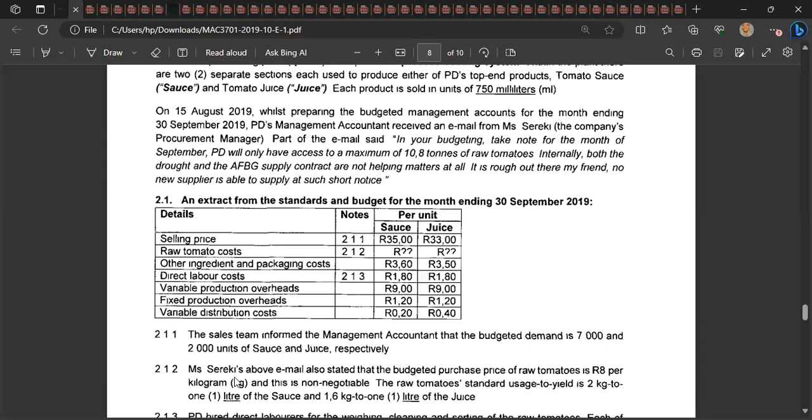Then you find out how much quantities of tomatoes are needed for sauce and juice, right, respectively, and then you divide, you get your contribution per limiting factor, and then you look for the highest and then decide which one you're going to give first preference in your manufacturing. That's what we're going to be doing on our next session.